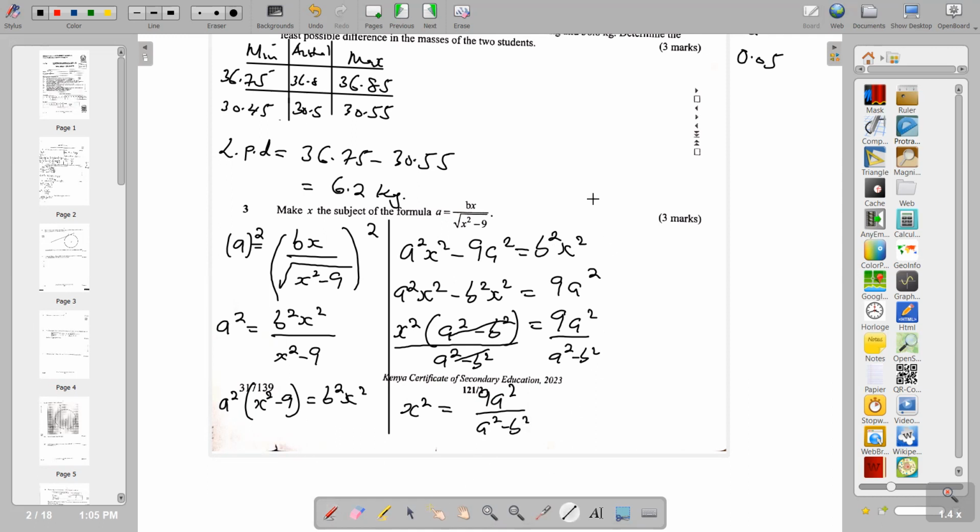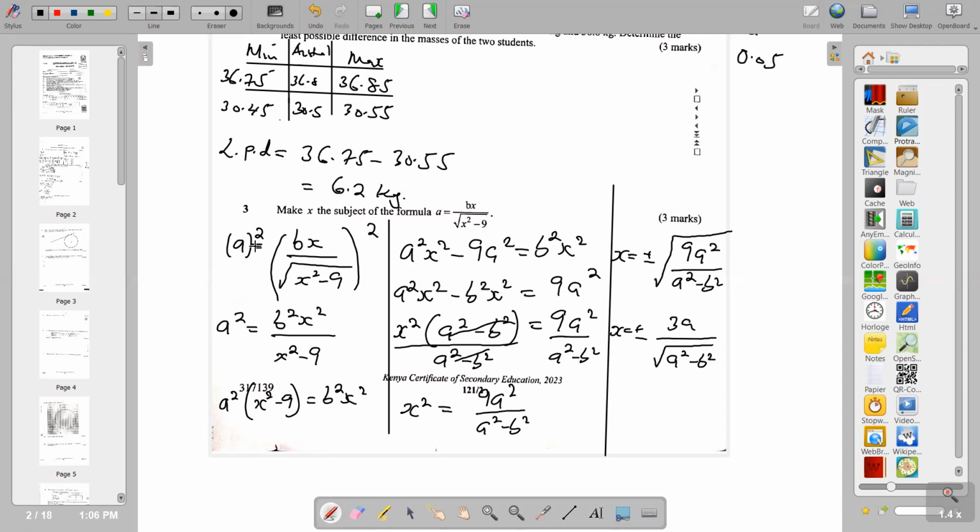And because the question is you make x the subject of the formula, so meaning that you need to get x. So we're going to square both sides. We're going to have x is equal to plus or minus the square root of 9a squared over a squared minus b squared. Now this one will be equal to x is equal to plus or minus, so the square root of 9a squared, that is 3a, over the square root of a squared minus b squared. So that is the answer.